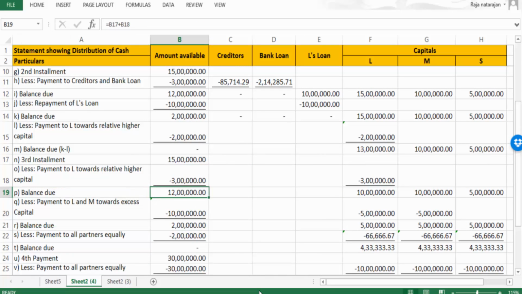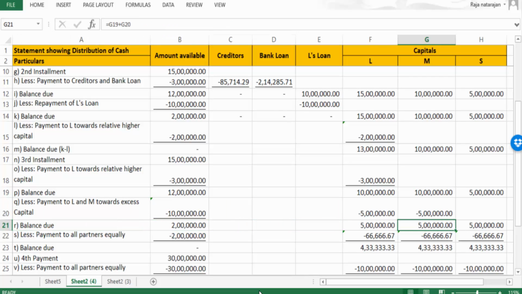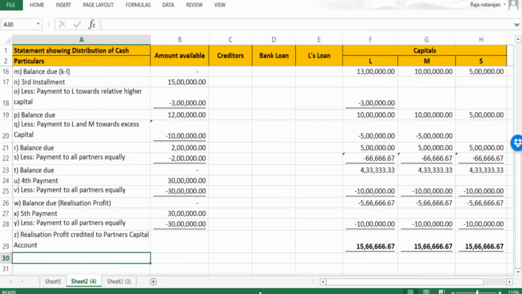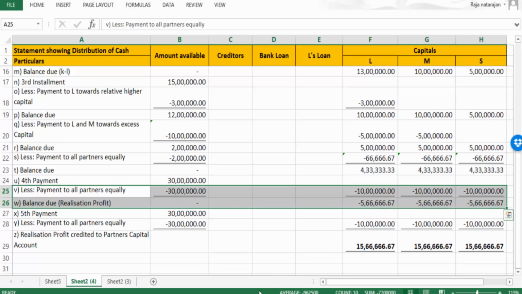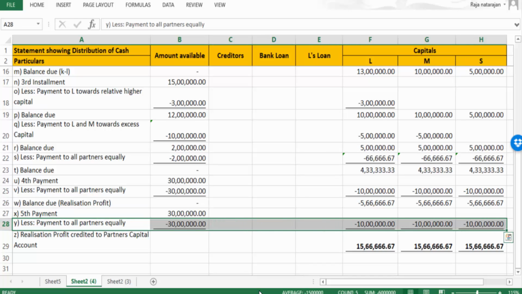Then in the same installment, there was a balance of 12 lakh. Okay, and in that also L and M had excess capital that was settled first, and then the balance 2 lakh was distributed amongst all the partners because the capital had become equal, so that was distributed equally in this proportion, right? Then whatever amount was collected was getting credited to the partners capital account, and we reached the stage where the partners started enjoying realization profit. So here we can see the realization profit, and the fifth payment absolutely turned out to be realization profit.